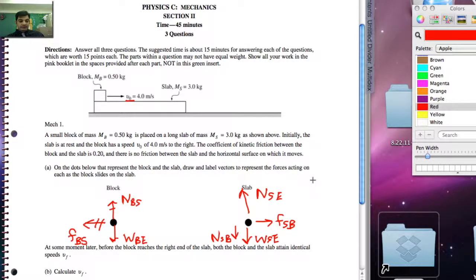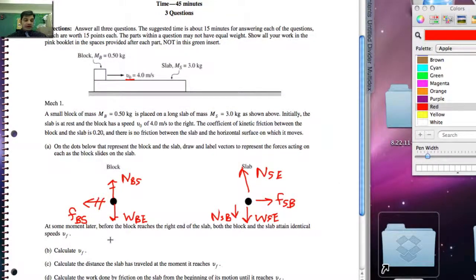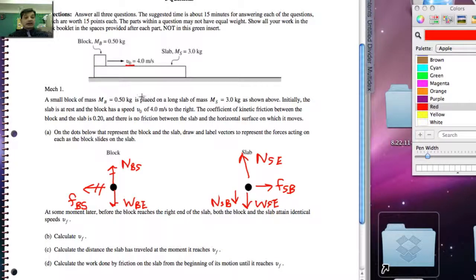So now we're going to say that at some moment later, both the block and the slab attain identical speeds. We'll do this by getting the acceleration of each. So all I did was read the free body diagram. Now I can actually read the question. I've got a small block and a slab. They give me masses, a velocity to the right, and a coefficient of friction. And apparently, at the same time, they reach an identical speed. So let's figure out what that is using kinematics.